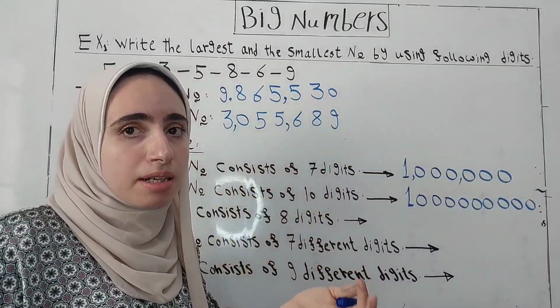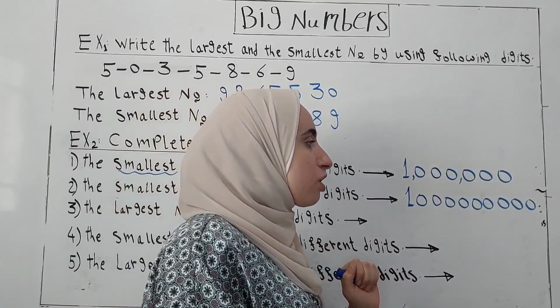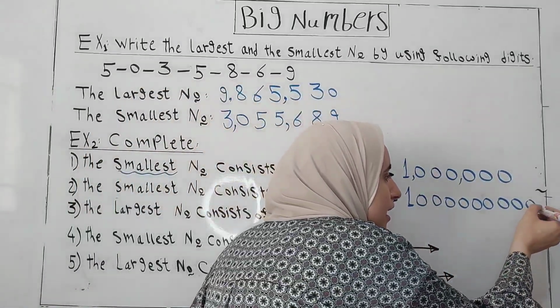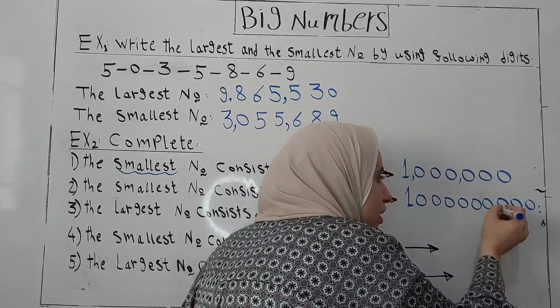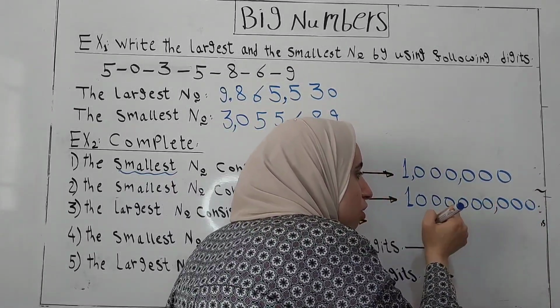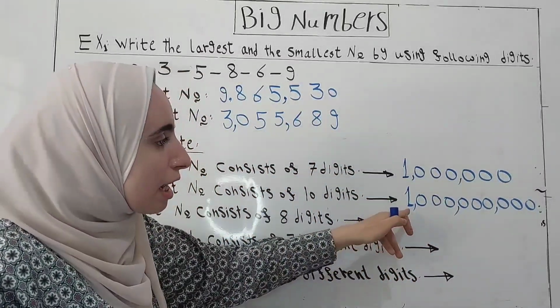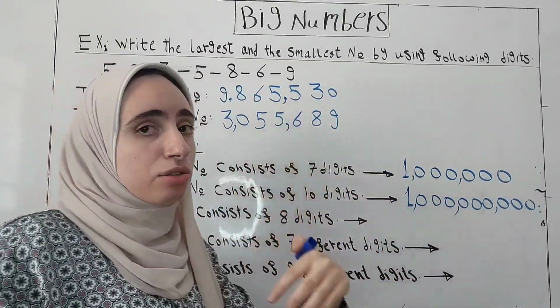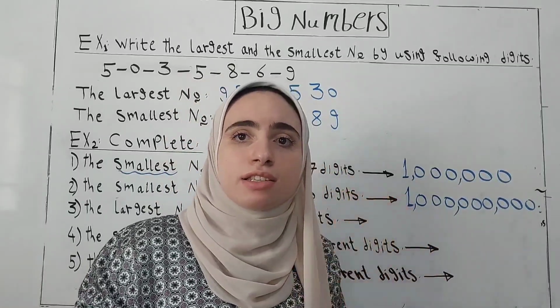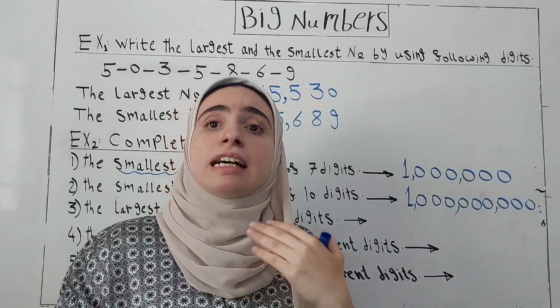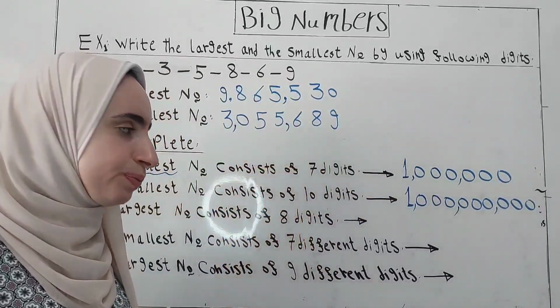Finally, we use commas to separate each 3-digit period from the right, going to the left. Let's count with me. 1, 2, 3, comma. 1, 2, 3, comma. 1, 2, 3, comma. We finish. So 1 milliard is the smallest number consisting of 10 digits, because 1 milliard has 9 zeros.